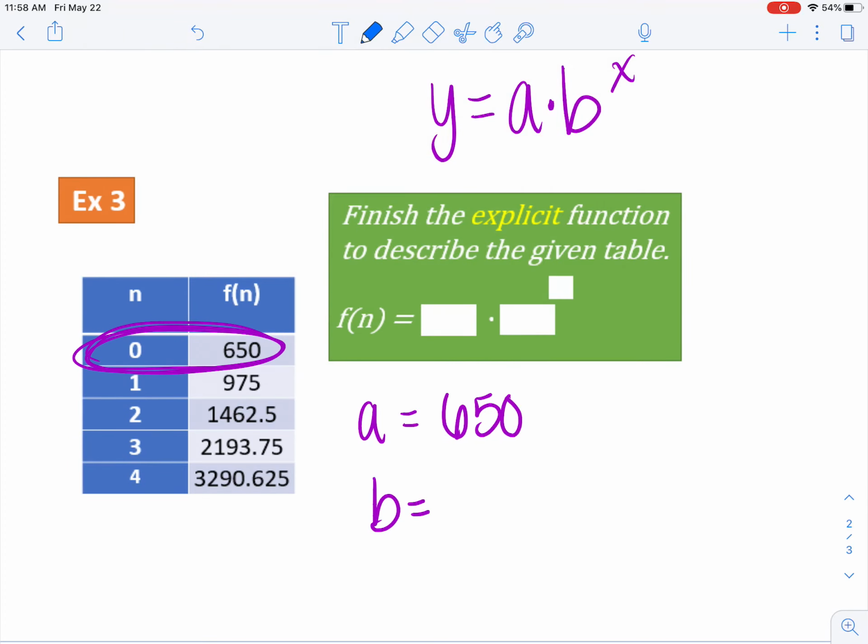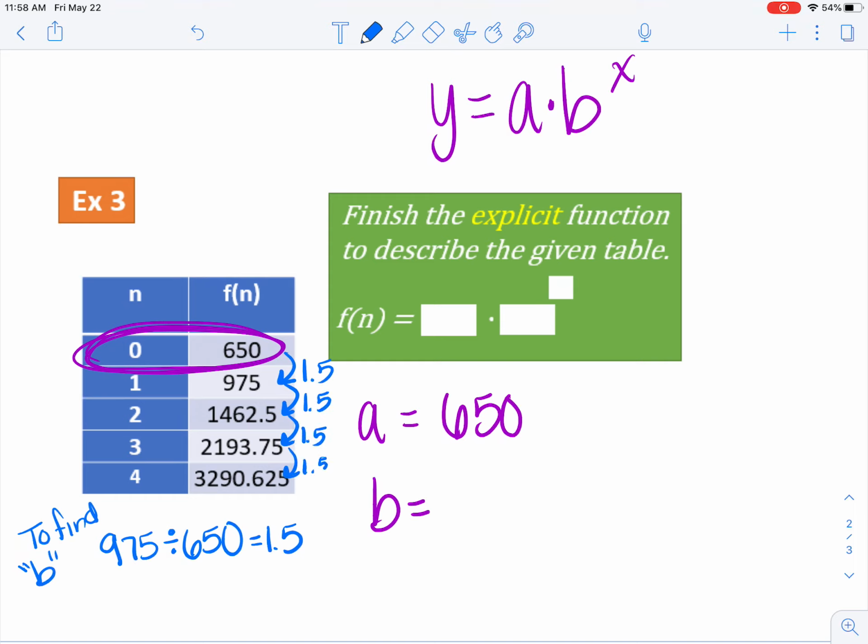So let's figure it out. If we don't know what we're multiplying by, we can divide. So to find b, I'm going to take 975 divided by 650, and that'll give me my multiplier. So 975 divided by 650 gives me 1.5. So my multiplier is 1.5, and so on.